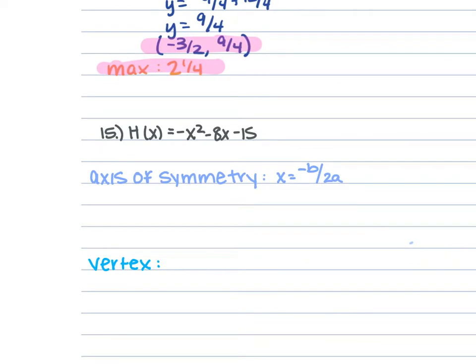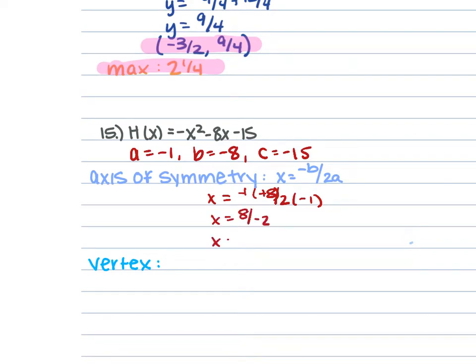For 15, we have h of x is equal to negative x squared minus 8x minus 15. So for this one, our a is negative 1, our b is negative 8, and our c is negative 15. So we are going to have an axis of symmetry of x is equal to a negative times negative 8 all over 2 times negative 1. So a negative times a negative is a positive, so it's going to be 8 over negative 2, which is negative 4.